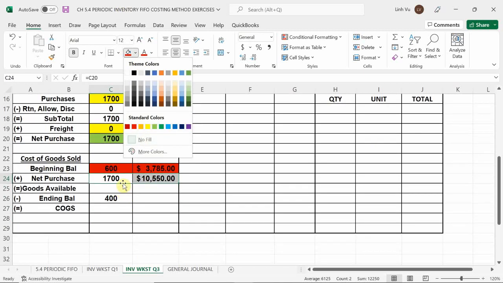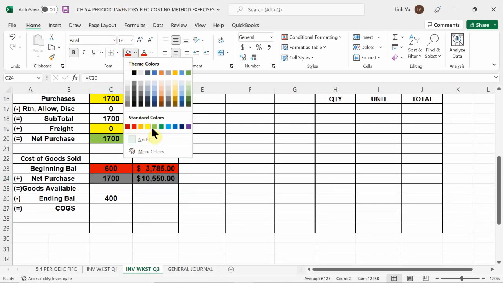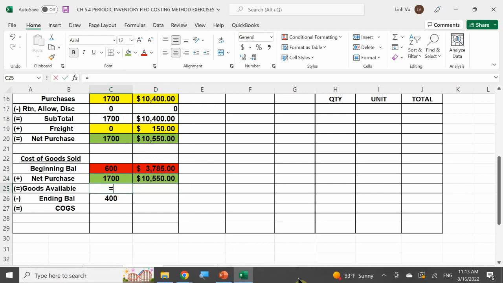I'm going to drag down my net purchases that I calculated from above, which was the green. And that's going to give me my total goods available, right? Because I need to add them up together because I have some inventory that I started out with and I just made purchases of inventory. So in this case, 600 plus 1,700 gives you a grand total of 2,300. Same thing here. You're going to add the 10,550 to the 3,785 to get a grand total of $14,335. Okay? And that's your goods available.